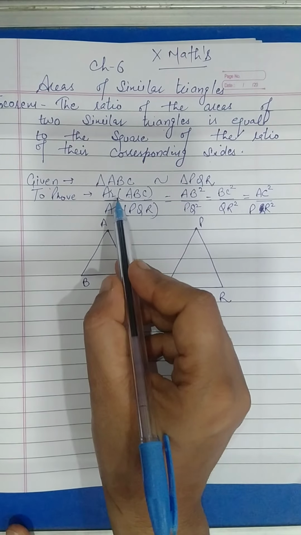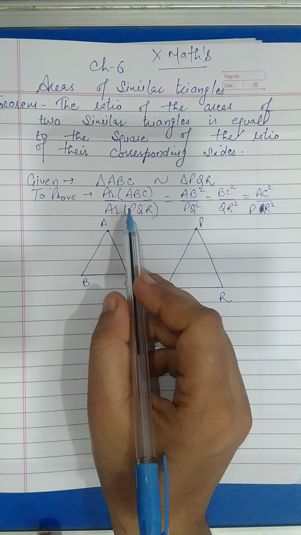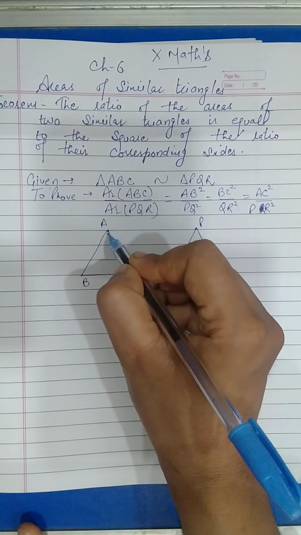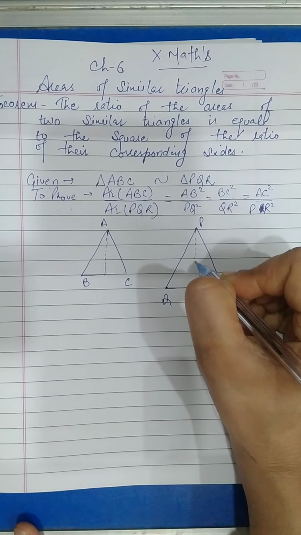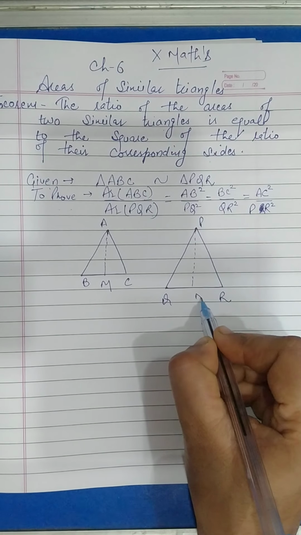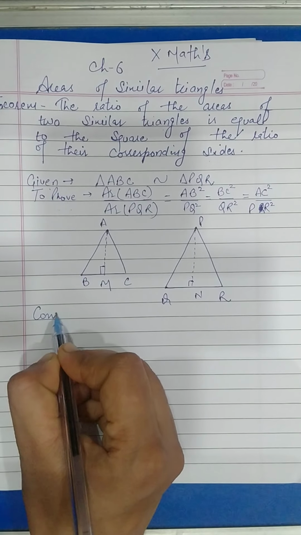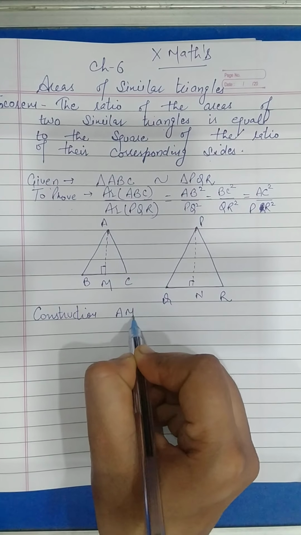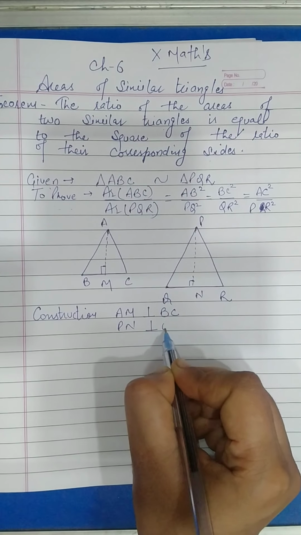Now we have to prove area of ABC. What is area? Area of triangle ABC means half base into height. So if I have to find area, we need height, and for that we have to create a height. That's the construction: AM and PN both are heights. Height means perpendicular. So you have to write this in the construction: AM perpendicular on BC and PN perpendicular on QR.